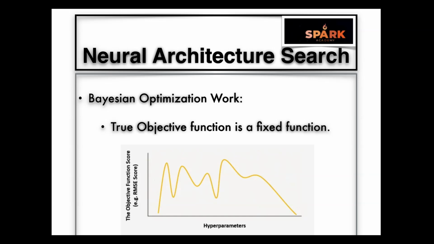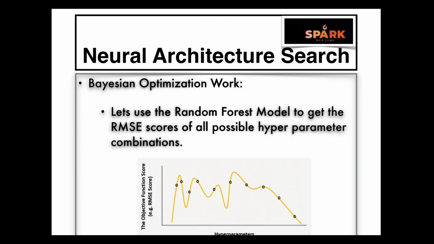Now, in this graph, you can see the true objective function is a fixed function, right? So it may have a set of hyperparameters and you can see it's a function, right? And now what we're going to do, this function is also based on the RMSE score. So now in the next graph, if you observe, let's use a random forest model to get the RMSE score for all possible hyperparameter combinations. So assume there are 10 points and we got the score for 10 points using the random forest model.